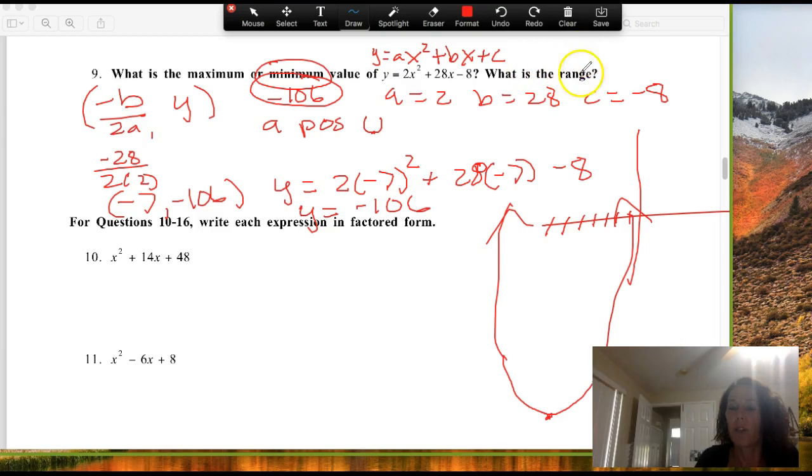What's the range? The range, remember, is what your y values can be. Your y values have to be greater than or equal to -106. So this number answers both of these questions. All right, on to the next one.